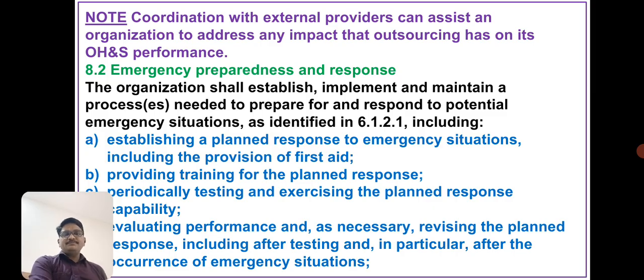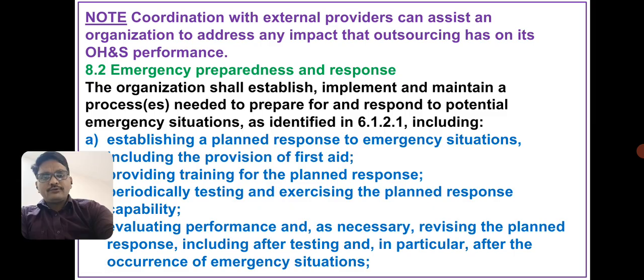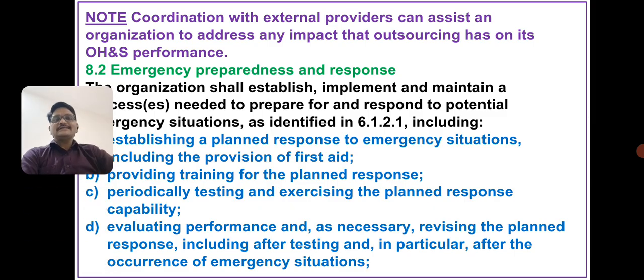In emergency preparedness and response, we need to prepare the following things. First is establishing a planned response to emergency situations, including provision of first aid, and second is providing training for the planned response, and third is periodically testing and exercising the planned response capabilities, and fourth one is evaluating the performance as necessary and revising the planned response, including after testing and in particular after the occurrence of emergency situations.